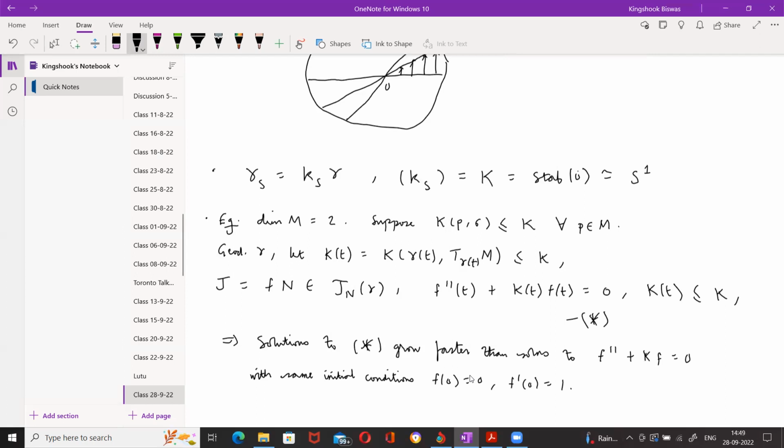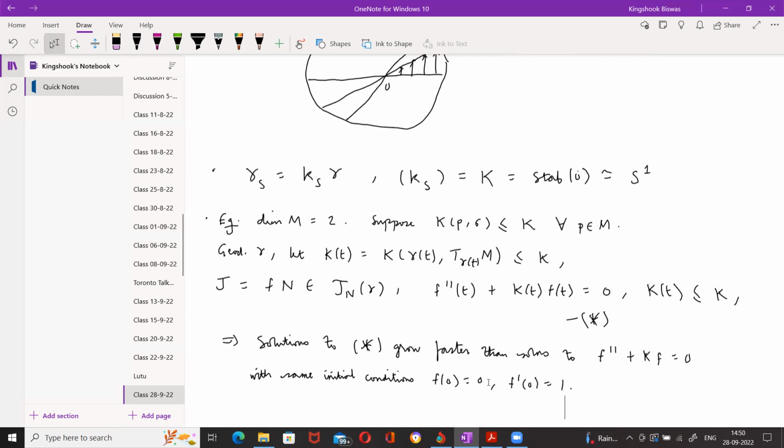Sturm-Liouville theory is scalar for scalar equations. The Jacobi equation is for vector valued functions, right? So it's sort of a generalization in that sense. Okay, so let's come to this comparison. This is just to motivate what we are going to prove now, which is the comparison results for Jacobi fields. And why are we doing this?